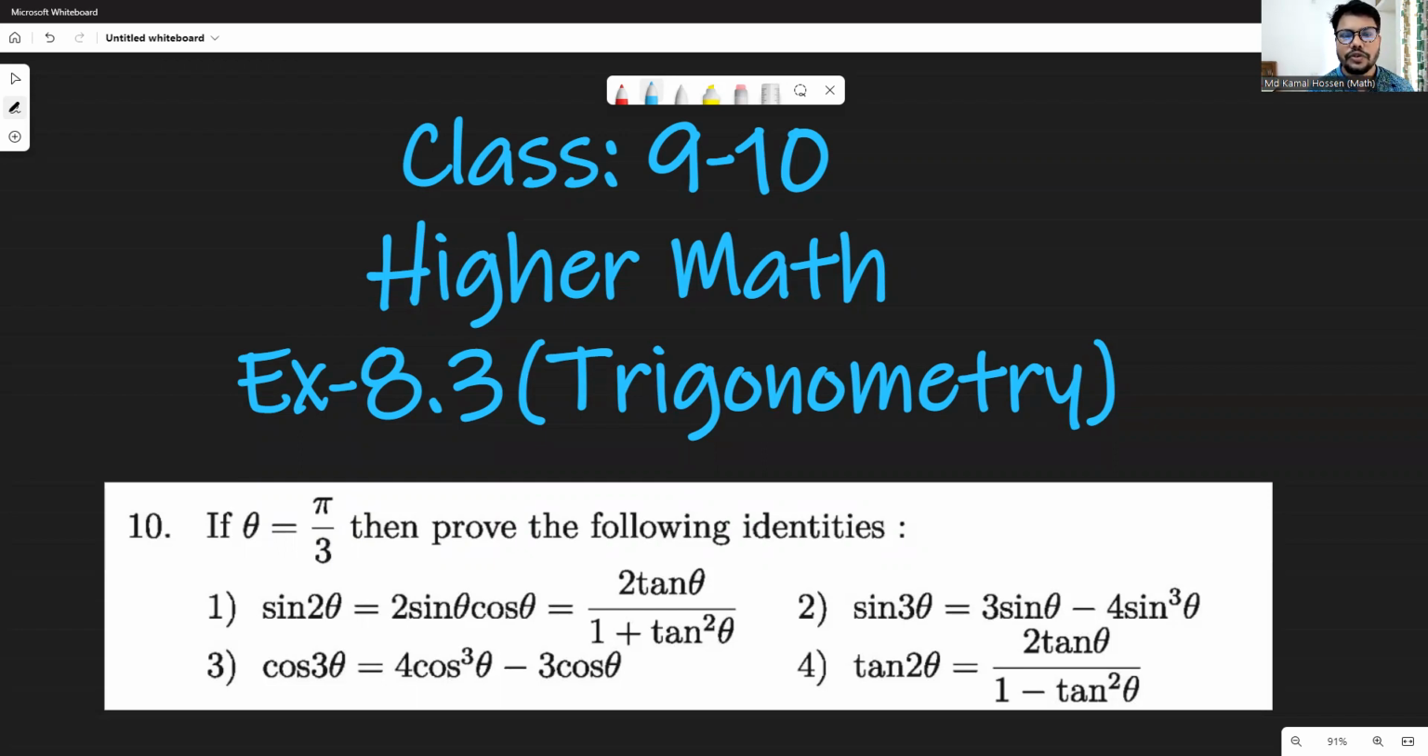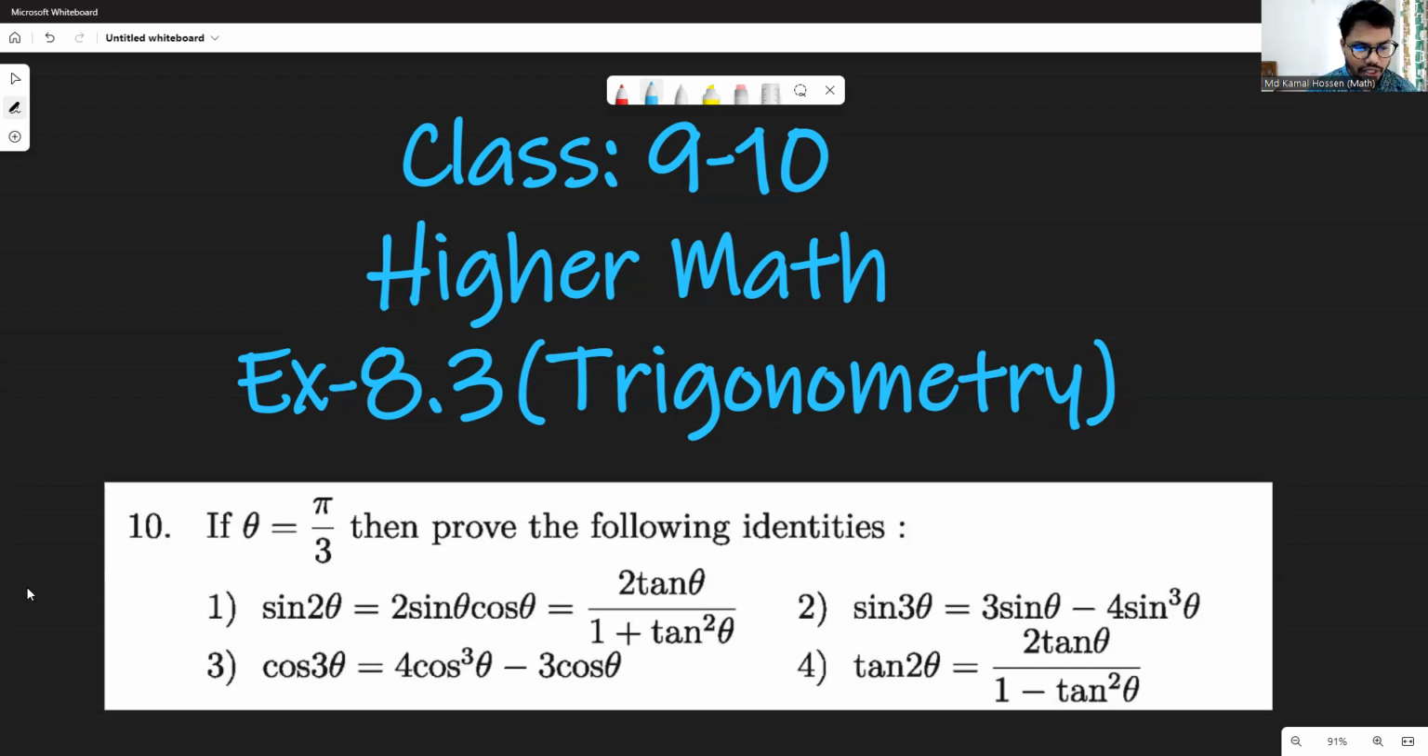In this content, we are going to discuss higher mathematics for the students of standard 9 and 10. This is exercise 8.3 from trigonometry. In previous classes, consecutively, we have discussed up to 8.1 and 8.2. In 8.3, we have done up to question number 9. So in this content, we are going to start question number 10. And after doing all questions from question number 10, we will discuss question number 11.